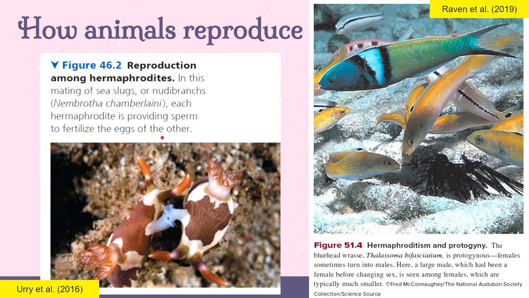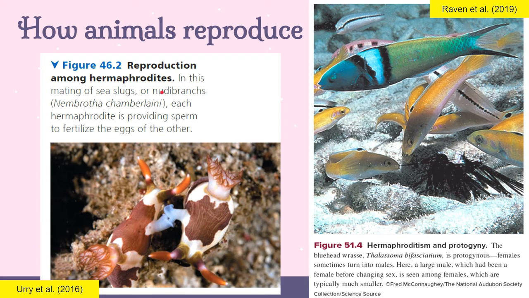So we see here some variations of reproduction in animals. So we have what we call hermaphrodites in animals. So those organisms possess both male and female gonads, or both male and female reproductive systems.